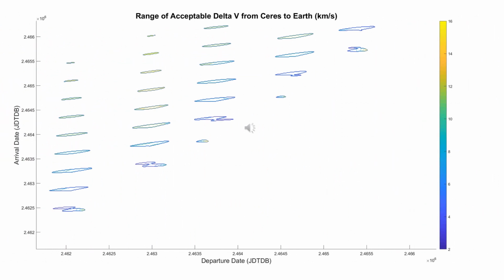This chart shows the range of acceptable delta V from Ceres to Earth for all hyperbolic entrance velocities less than 10 kilometers per second for our given departure dates and arrival dates.